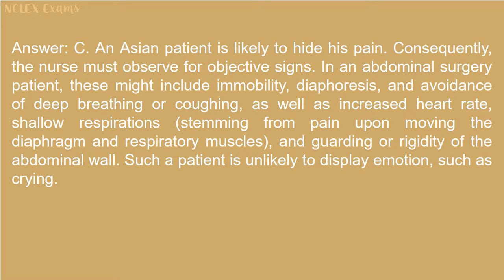Answer, C. An Asian patient is likely to hide his pain. Consequently, the nurse must observe for objective signs. In an abdominal surgery patient, these might include immobility, diaphoresis, and avoidance of deep breathing or coughing, as well as increased heart rate, shallow respirations stemming from pain upon moving the diaphragm and respiratory muscles, and guarding or rigidity of the abdominal wall. Such a patient is unlikely to display emotion, such as crying.